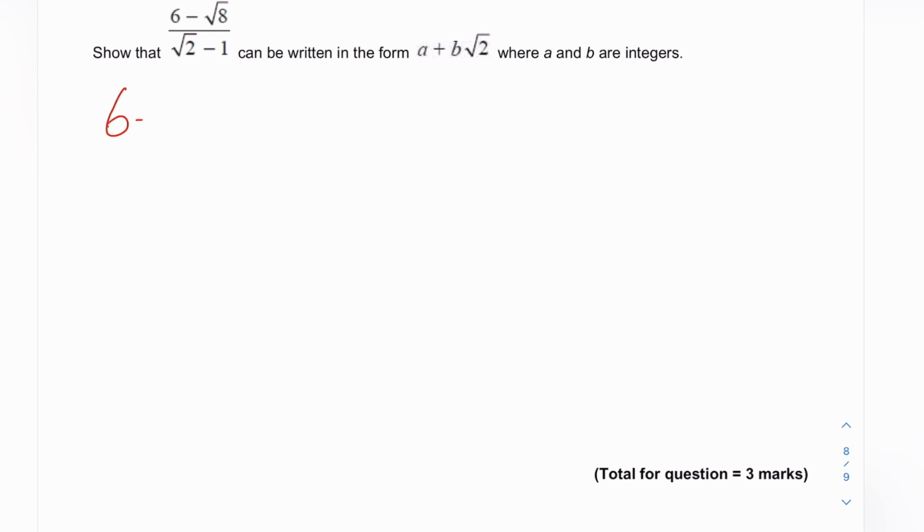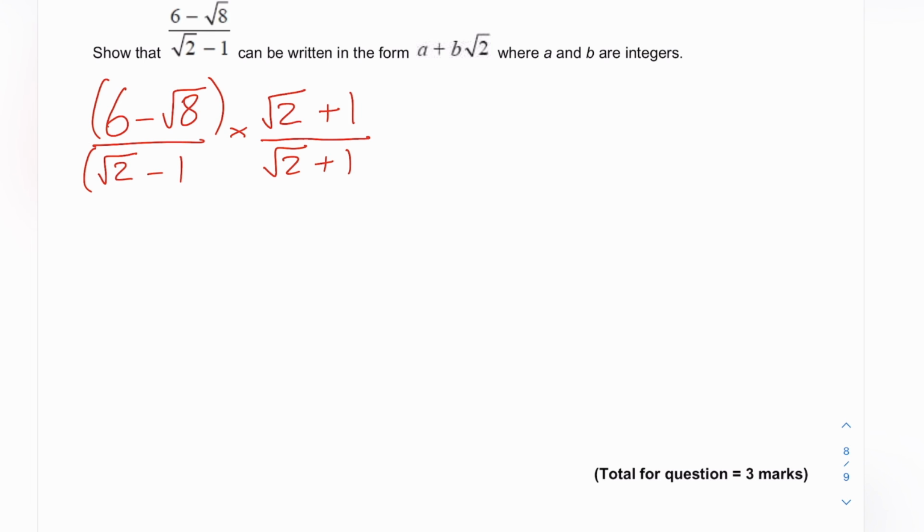So we have got 6 minus root 8 over root 2 minus 1. We again want to multiply top and bottom by root 2, but instead of it being negative 1, we need to flip the sign of our second term, so it becomes positive 1. Again, I put these in brackets to remind me that it's a double bracket expansion. Do each part separately. So I'm going to do my numerator first. 6 minus root 8 multiplied by root 2 plus 1.